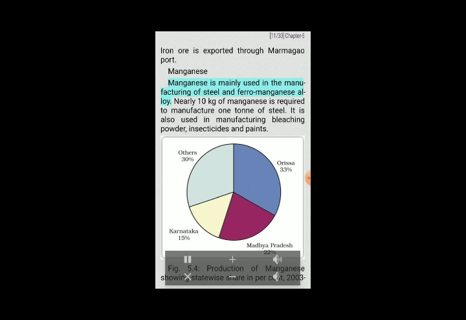Manganese. Manganese is mainly used in the manufacturing of steel and ferro-manganese alloy. Nearly 10 kilograms of manganese is required to manufacture 1 ton of steel. It is also used in manufacturing bleaching powder, insecticides and paints.